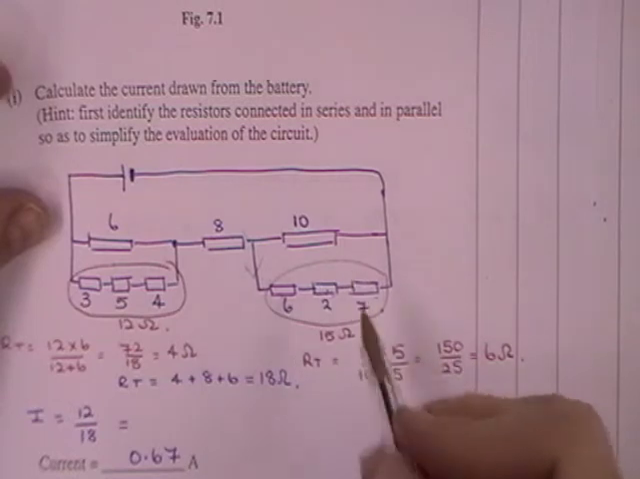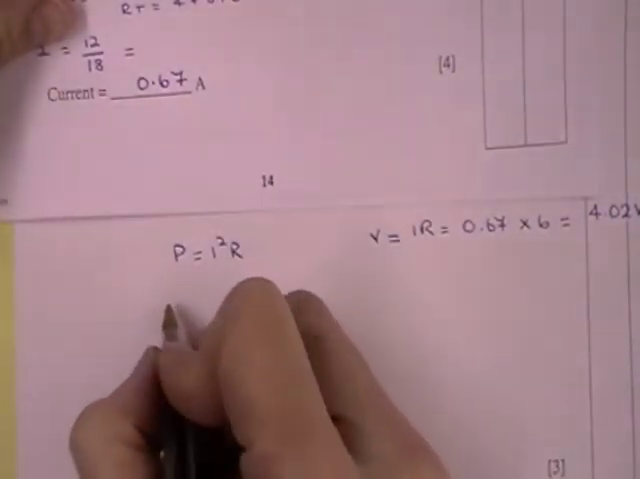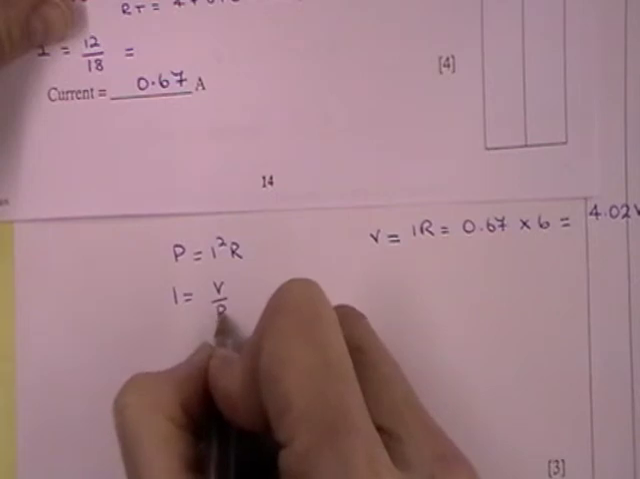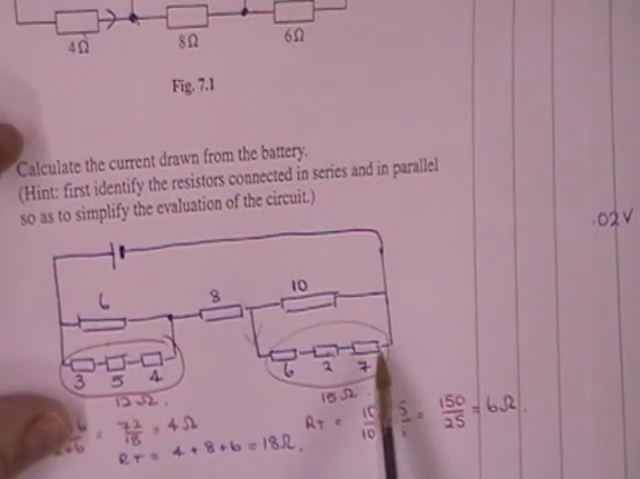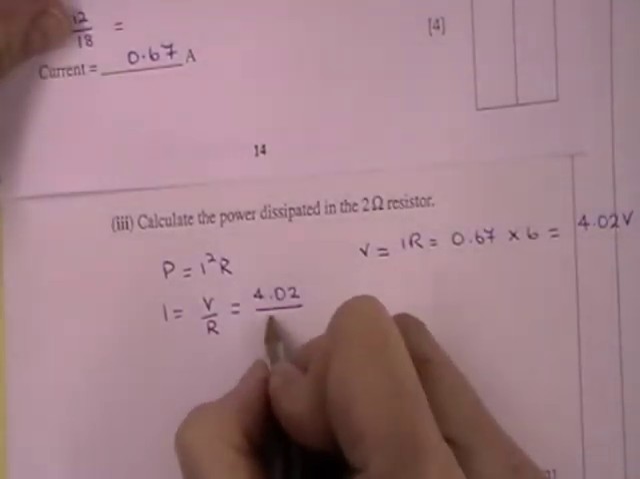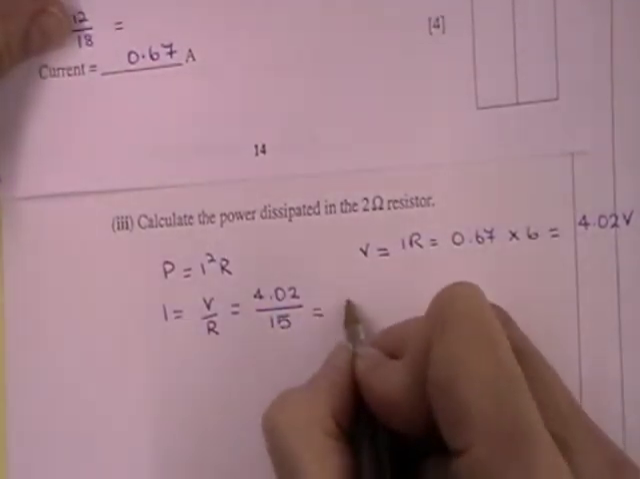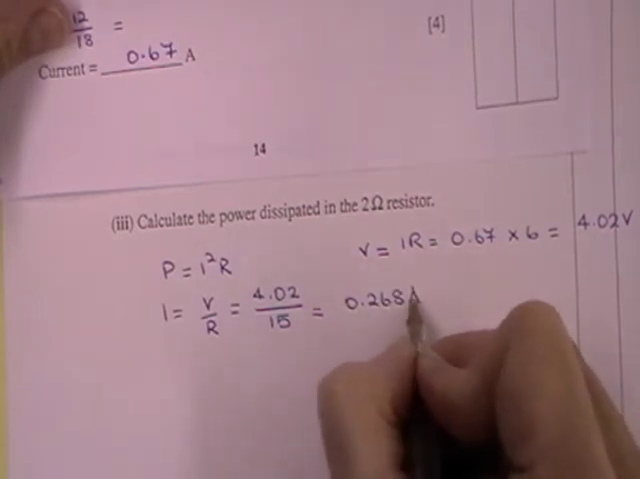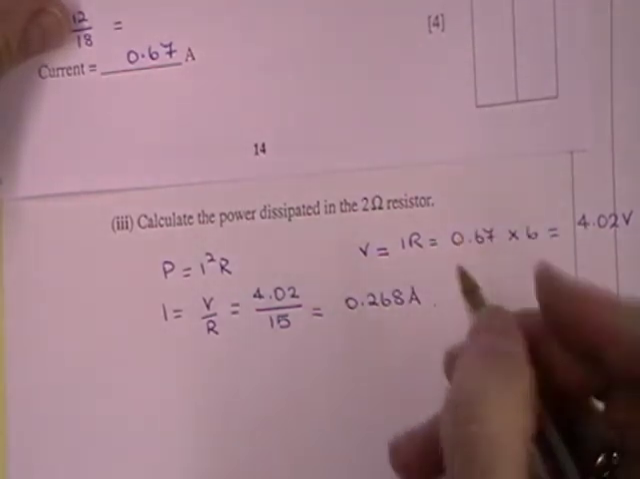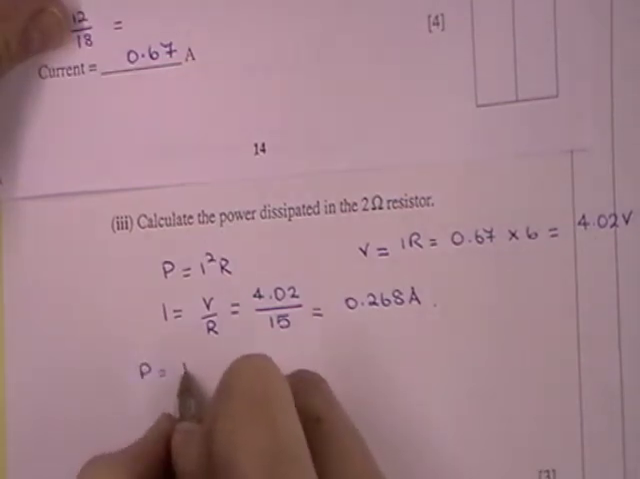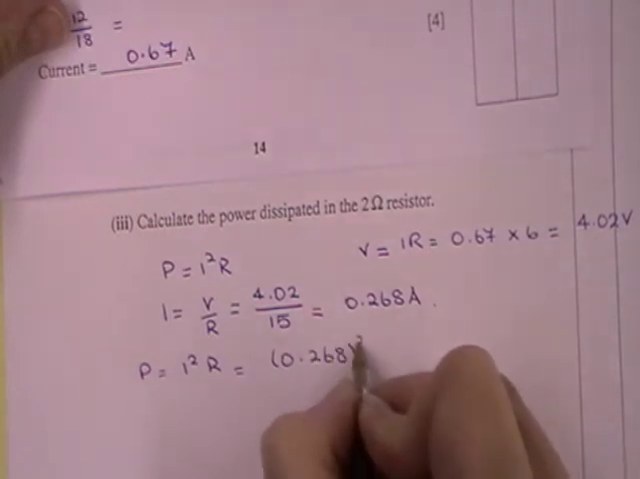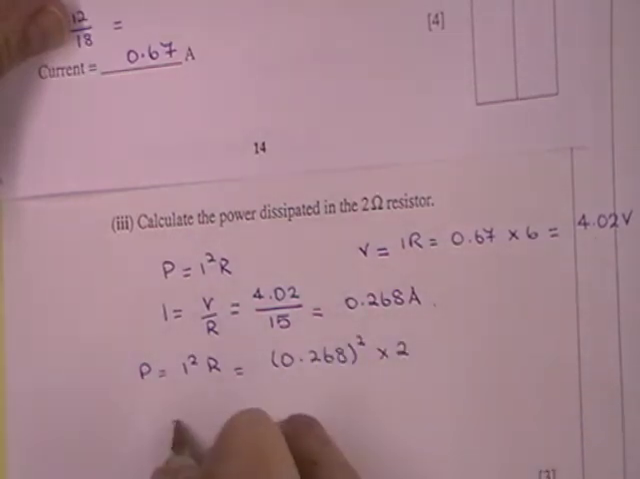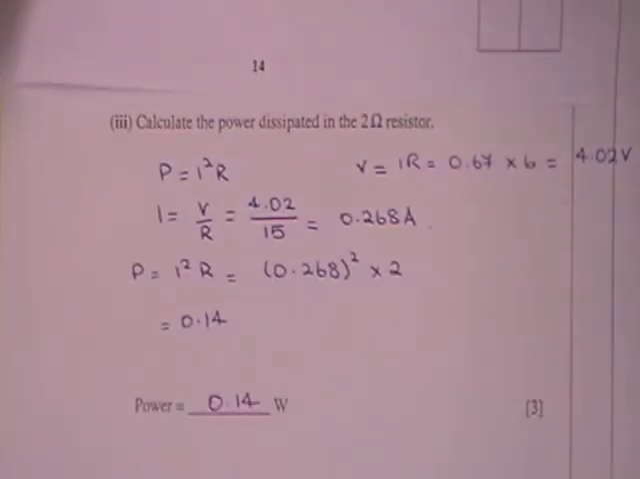So the current in that line is going to be I is equal to V over R, 4.02. And the total resistance of this little bit here is 15. That gives us 0.268 amps. So that's the current which is flowing through our 2 ohm resistor. And then we're just going to use P is equal to I squared R. And that's 0.268 squared multiplied by 2. And that gives you 0.14 watts. 0.14 watts is your answer.